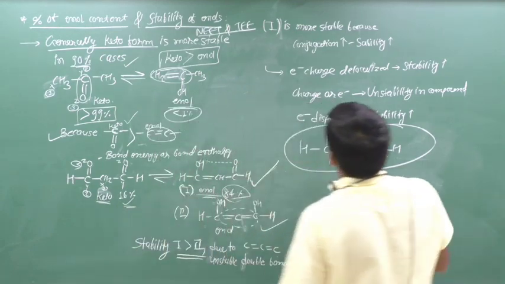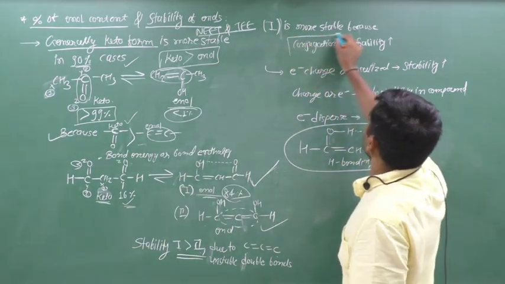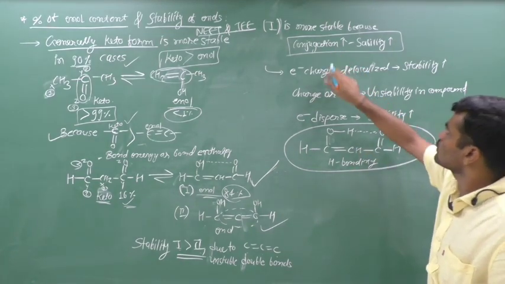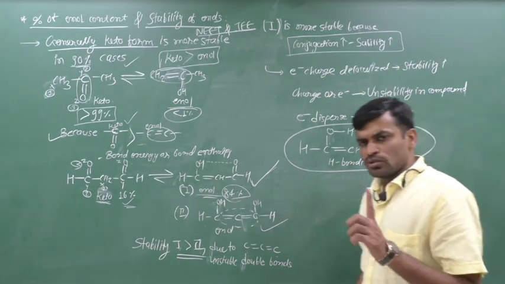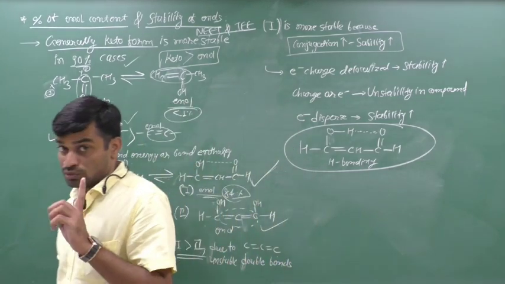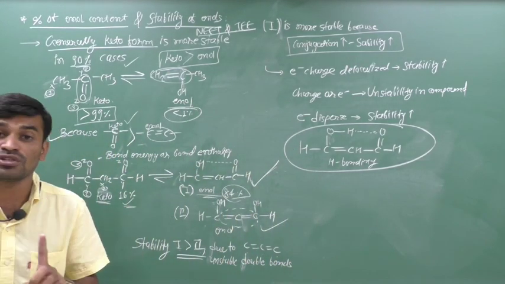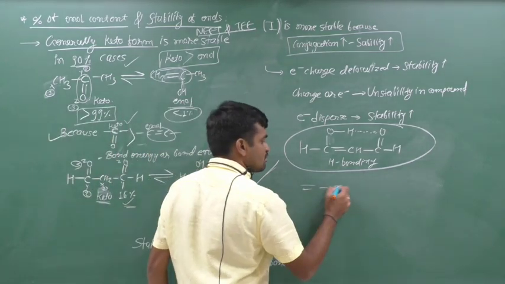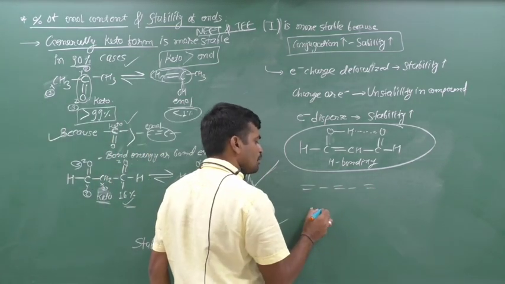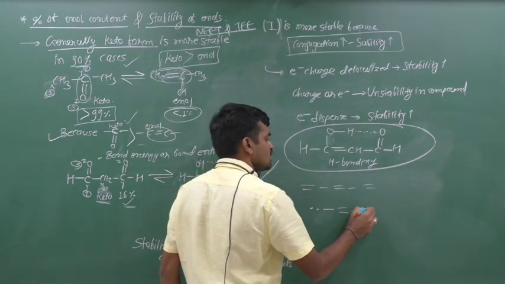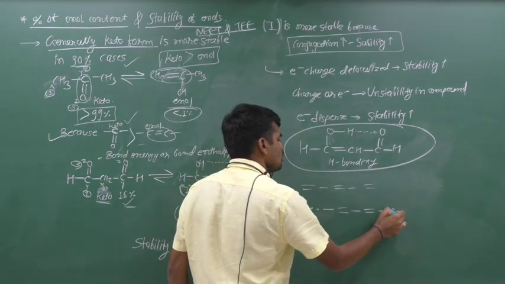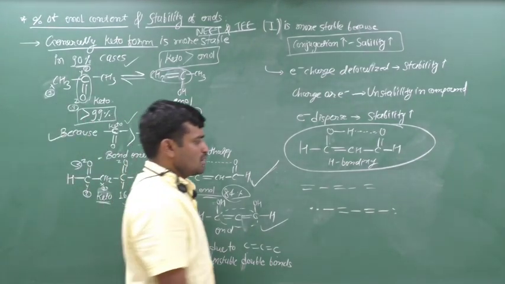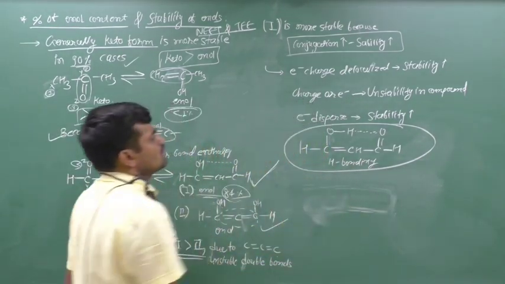Next, the general concept is that if conjugation is there in any compound, then the stability is more. Conjugation is more, stability is more. What is conjugation? We explained it in the last lecture. Conjugation means double, single, double, or lone pair, single, double. This type of arrangement is known as conjugation. If conjugation is there in the compound, then the stability is more.